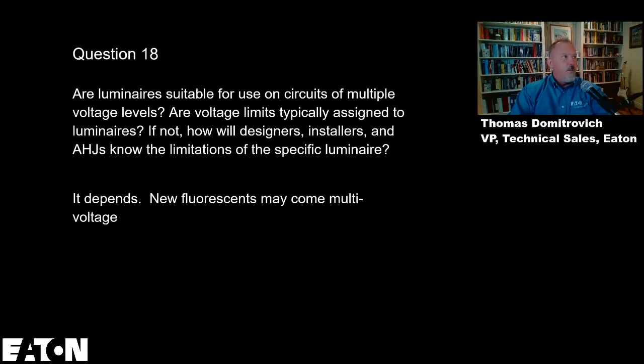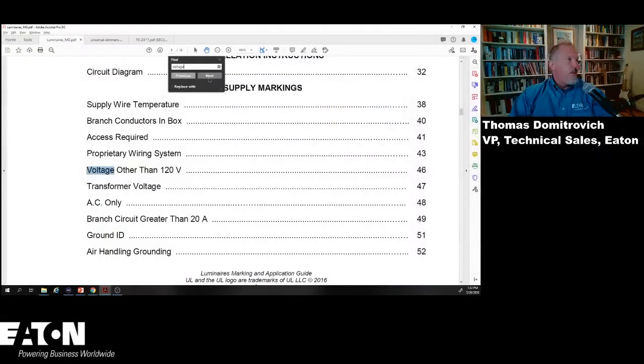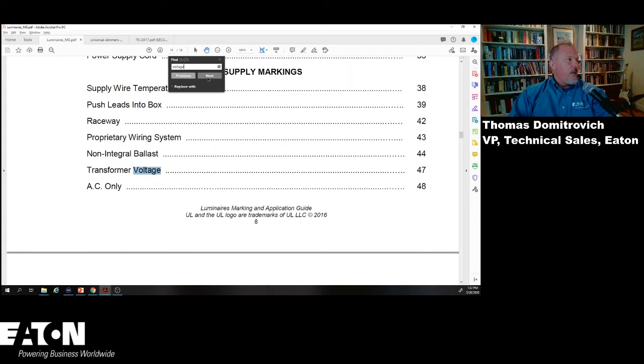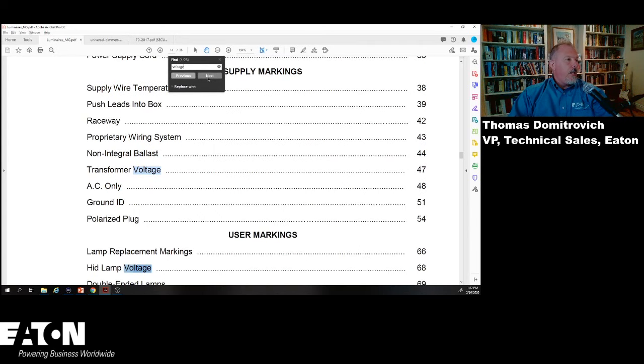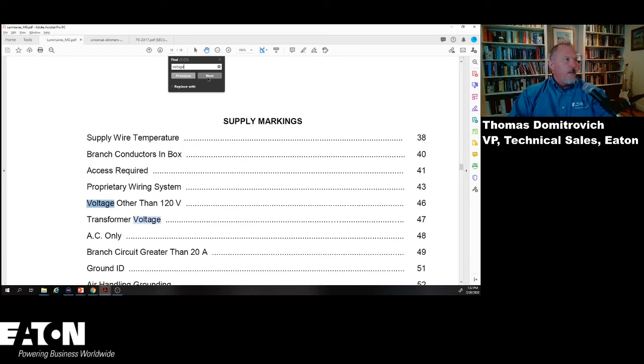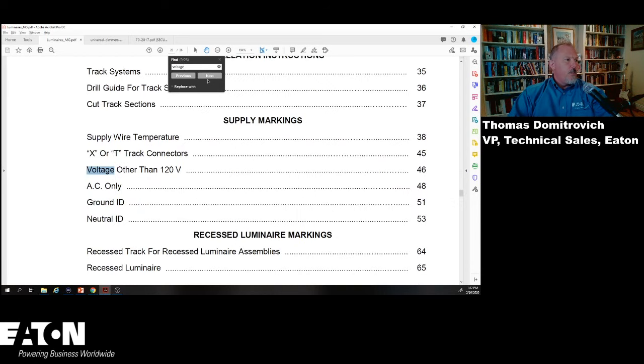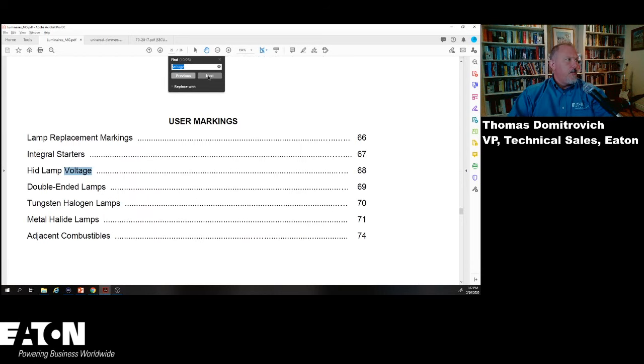Control F, voltage. I'm doing a quick look, I'll just share that with you. I'm in the marking guide from UL, and I'll see what they put in here for voltage ratings.